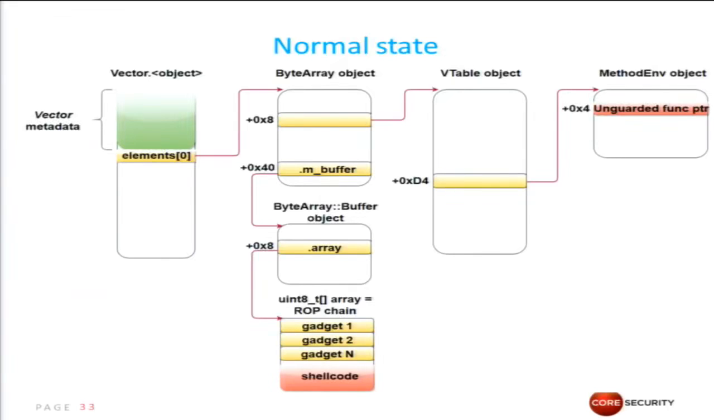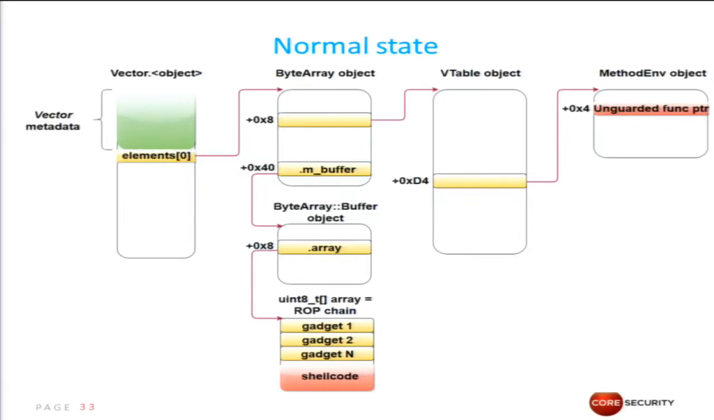Let's explain this in a graphical way, which should be easier. There we have our byte array object. This is its internal representation. It contains a pointer to a buffer object, which in turn contains a pointer to the actual data of the array. But we'll focus on the right side of the screen. At offset 8 of the byte array, we can see a pointer to the BTable object, and at offset d4, there's a pointer to the MethodEnv object right there. And highlighted in red, you can see the function pointer that is called through the unprotected indirect call.